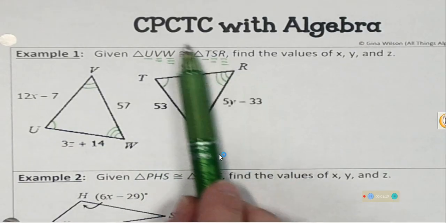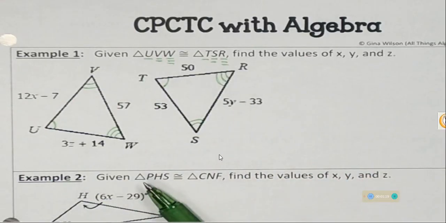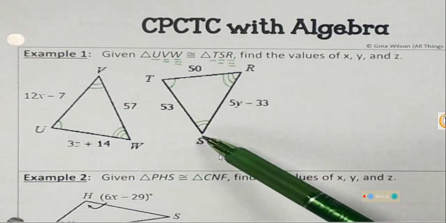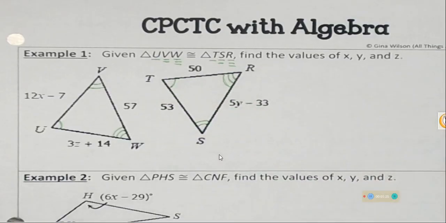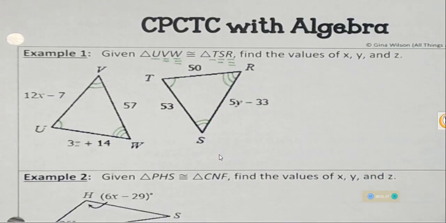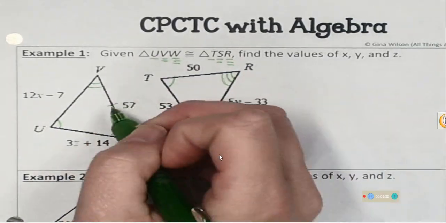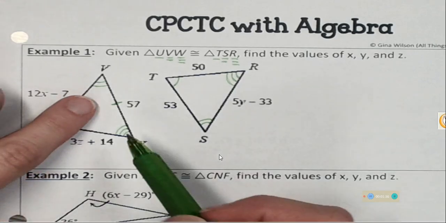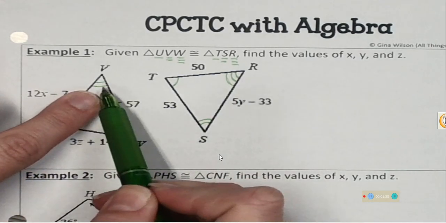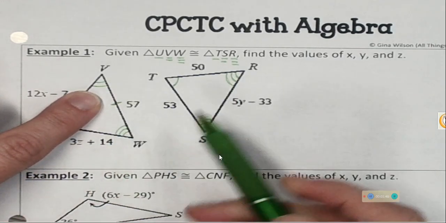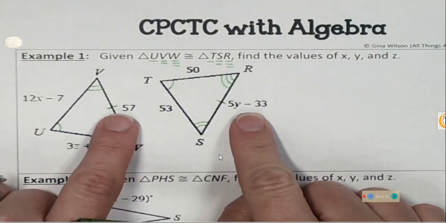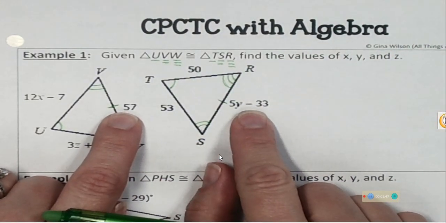You can pick any side that you want to now. So, would you like me to start with VU, VW, UW, SR, RT, or TS? Which one? VW? All right, VW. Now, you picked VW, so I have to pick the side that matches. VW is the 2 and then the 3 mark. So go over here. 2 to 3 is right there. Those two are equal to each other.